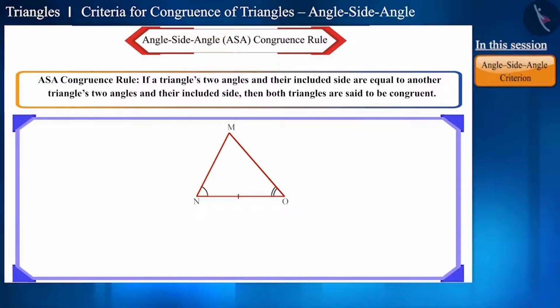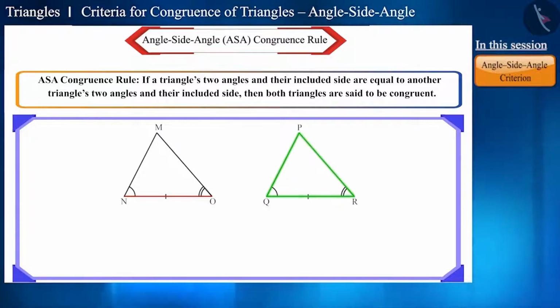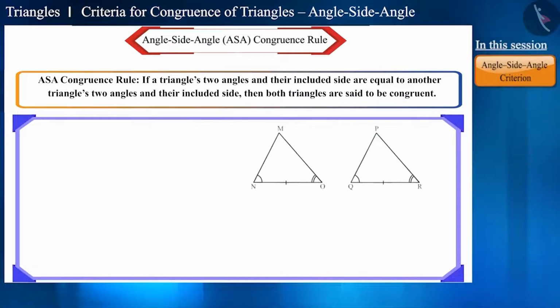Two angles of a triangle MNO, that is angle MNO and angle MON, and their included side, that is side NO, are equal to the two angles of the second triangle PQR, that is angle PQR and angle PRQ, and the included side, that is side QR. Then both these triangles, that is triangle MNO and triangle PQR, will be congruent.